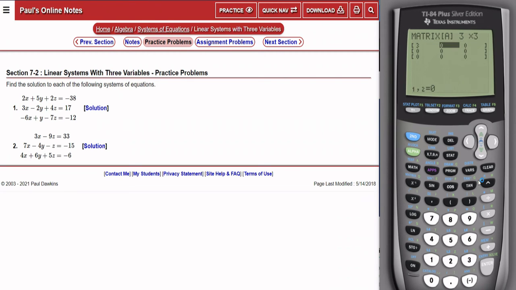3, 0, 0, negative 9, 7, negative 4, negative 1, 4, 6, 5. Okay, then I'm going to go back into second matrix again, edit a 3x1 matrix in with the solutions: 33, negative 15, negative 6.